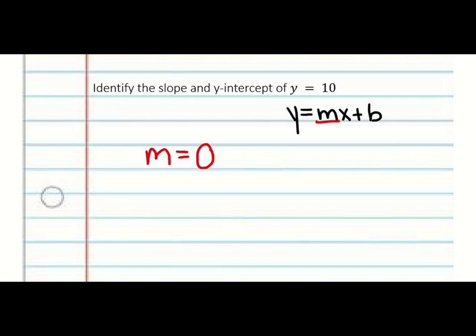So m equals 0. The y-intercept, however, is in this problem because you have the single number 10 with no variable with it. So our y-intercept is actually that number that y equals. So our y-intercept would be at the point 0, 10.